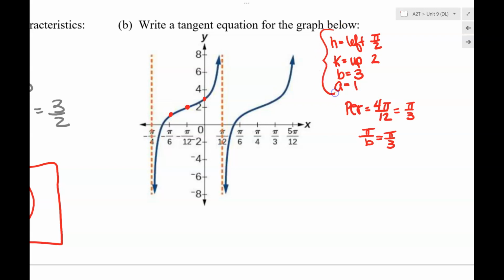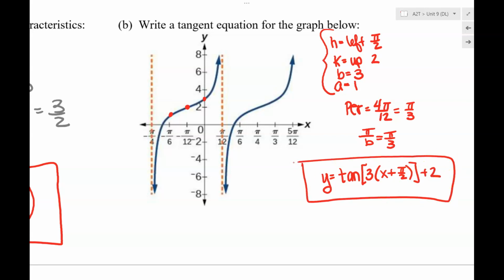Let's put these into an equation. We get y is equal to the tangent of b is 3. We're going to go left pi over 2 units, so x plus pi over 2, and then we go up 2, and we are done. Whoo! Remember, write it all out. Take your time.